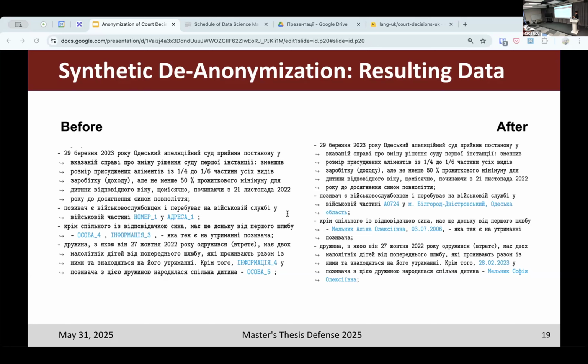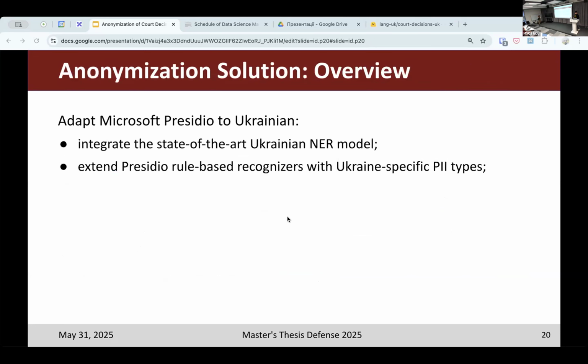as well as, for example, this court case is held by Odesky Apelacyjny Sud, and the address in this court decision is also localized. So we do have the Belgorod-Dnistrovsky, Odesky Oblast as well.